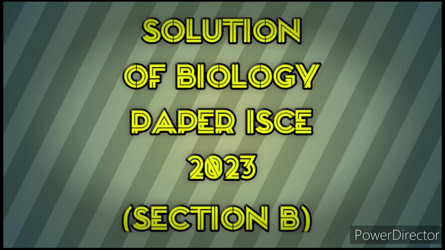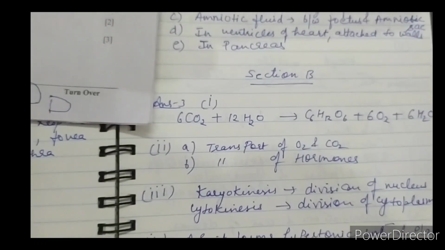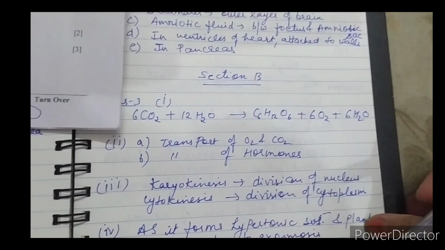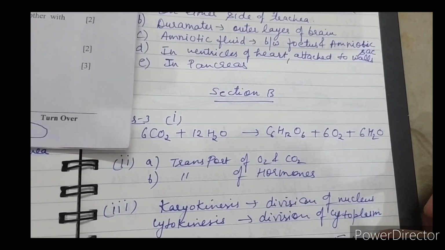Dear students, now in this video we will discuss section B. Let's come to question number 3 first. Write the overall chemical equation for photosynthesis. So this is the complete balanced equation for photosynthesis. 6 CO2 plus 12 water will give you C6H12O6, that is glucose, 6 oxygen and 6 water. This is the complete balanced equation for the photosynthesis.